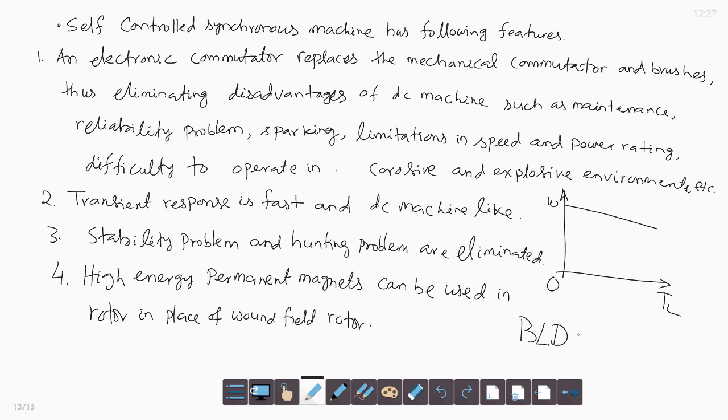It is the basic brushless DC drive, and there are advanced versions also. We will discuss them in subsequent classes.